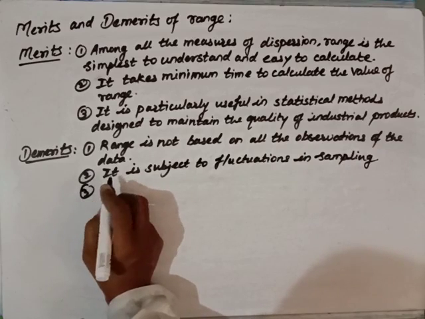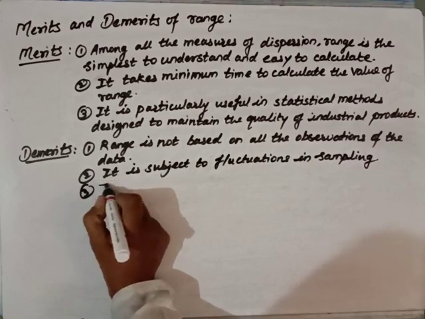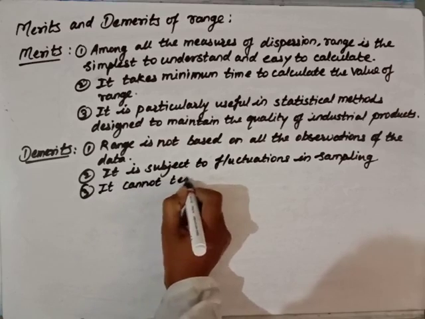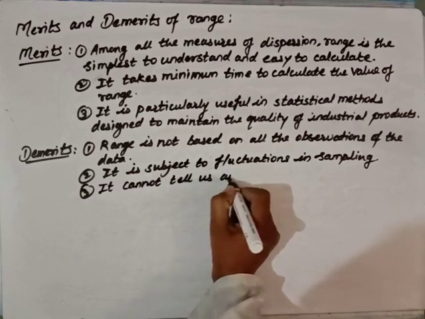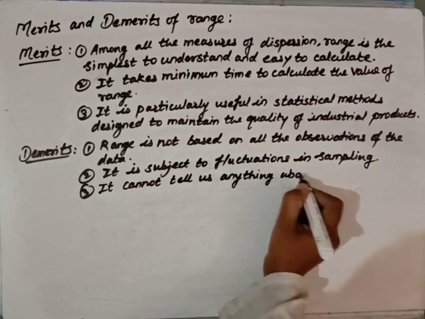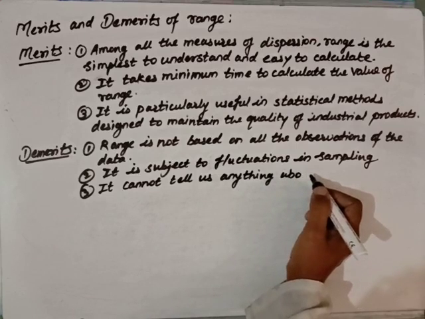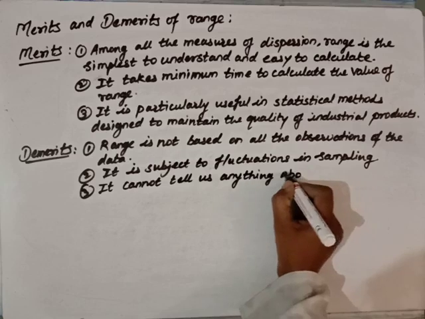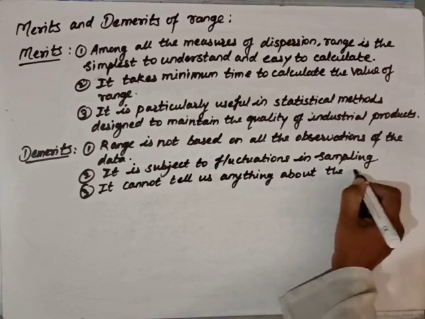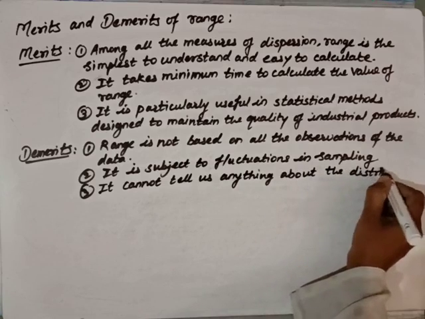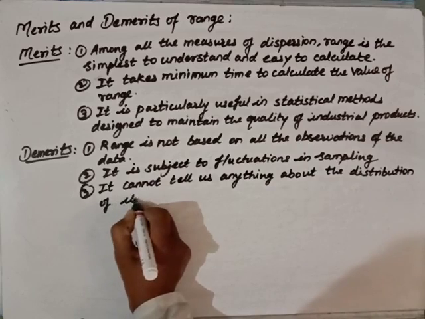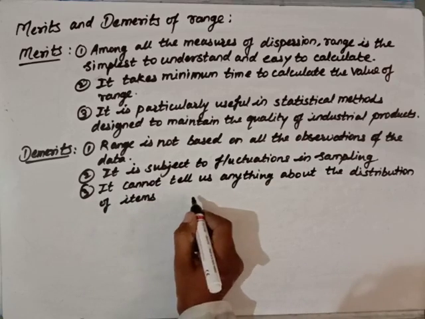Now the next, it is not able to tell us anything about the distribution of items or observations between two extreme values. Distribution about what? About the distribution of items. It is not able to tell about the distribution of items.